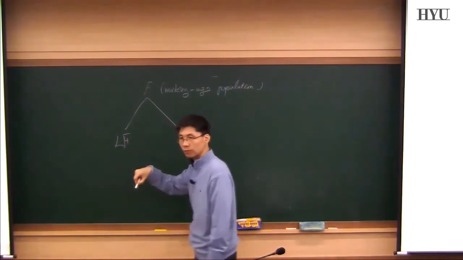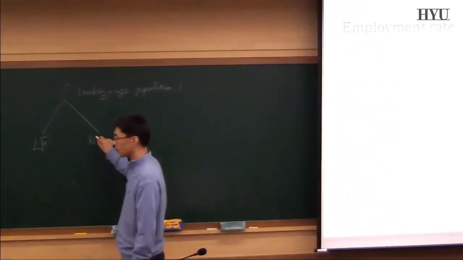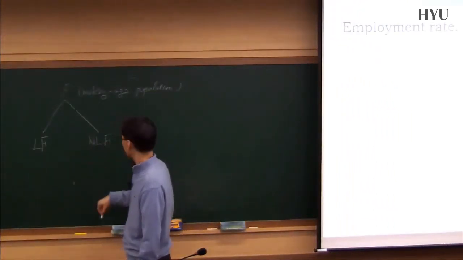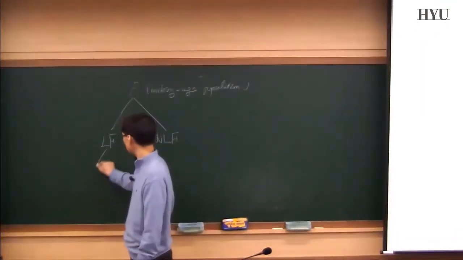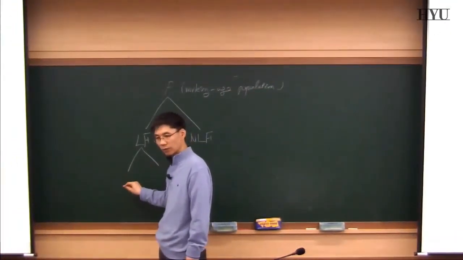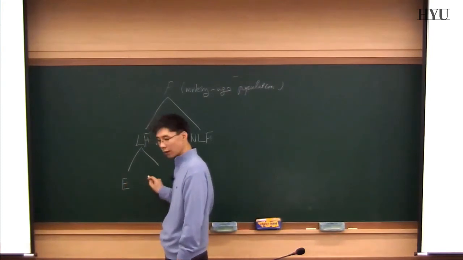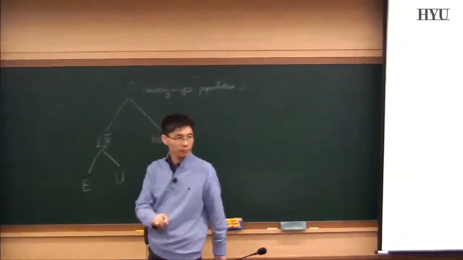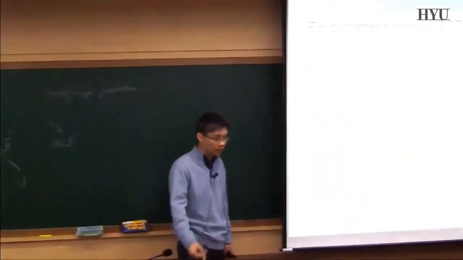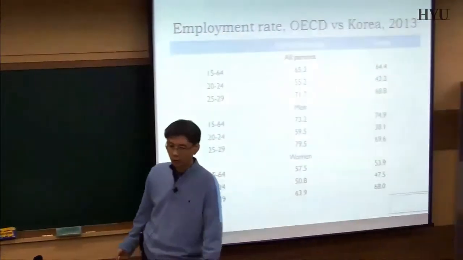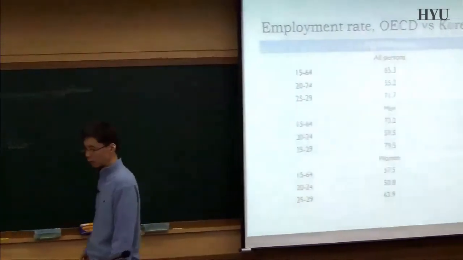The second group is not in the labor force. And this LF, in turn, has two groups, employed and unemployed. Unemployed means not employed, and at the same time looking for work and able to work.